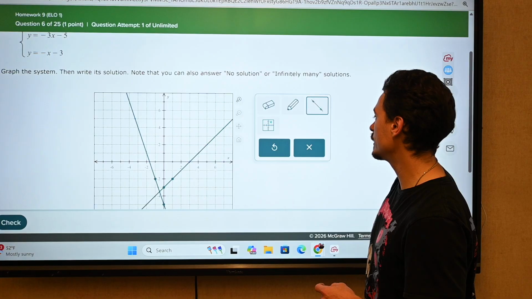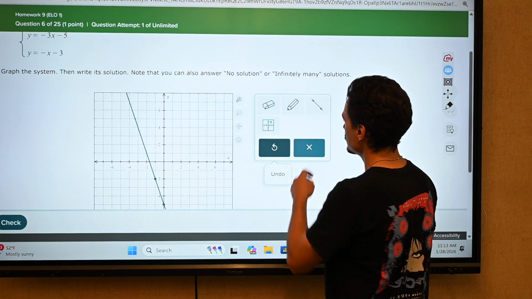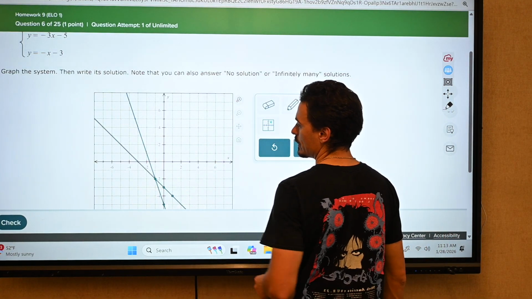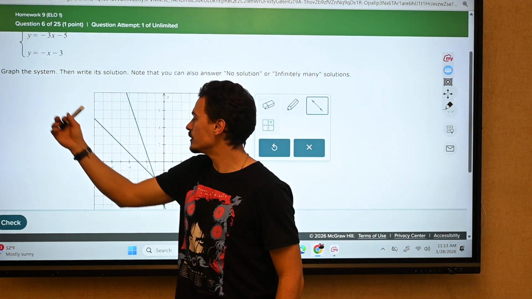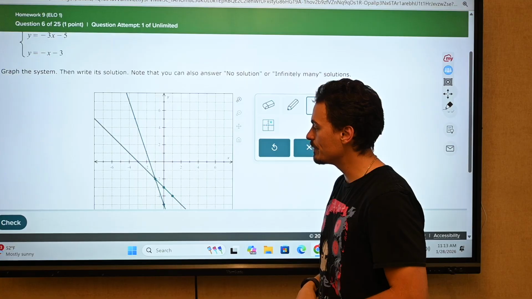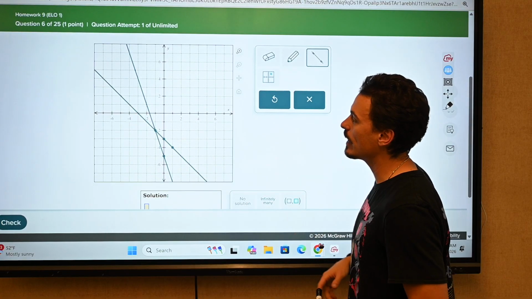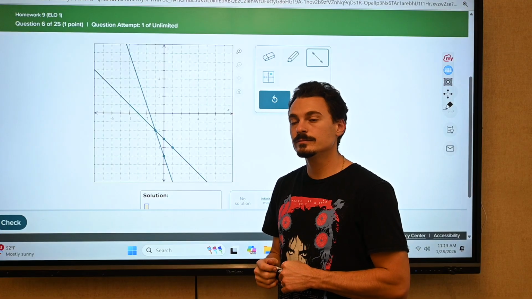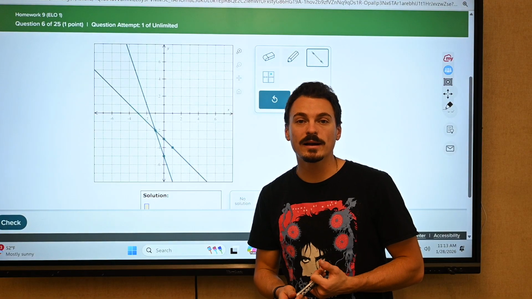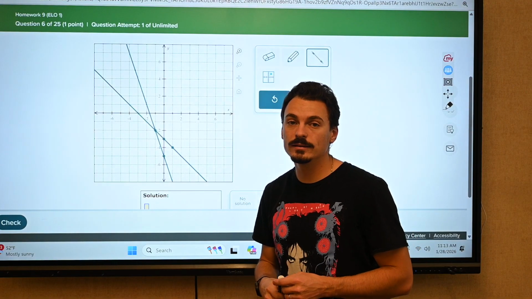Something's wrong right there, actually. Let's see. There we go, that's better. Sorry, this was a negative slope, so I should have made that line going down. So here's the two lines that I graphed. If you don't know how to graph lines, you got to go back to homework 7. If you don't know how to graph lines, you got to go back, okay? Because I'm not going to go over how I did that.